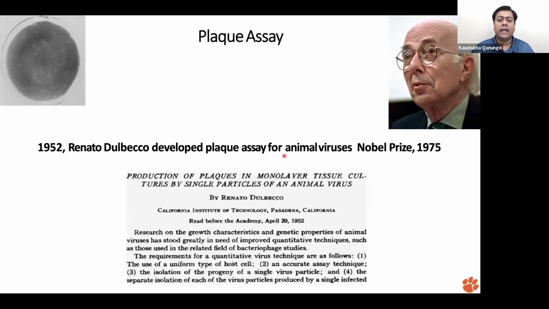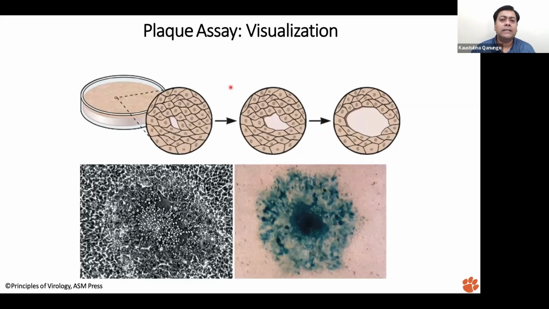The first one is the plaque assay, and Renato Dulbecco in 1952 developed this plaque assay for animal viruses and received a Nobel Prize for that. This actually revolutionized the way we assay viruses, an extremely powerful technique, and every virology lab does that if their virus forms a plaques, which we're going to talk about. So what is a plaque assay?